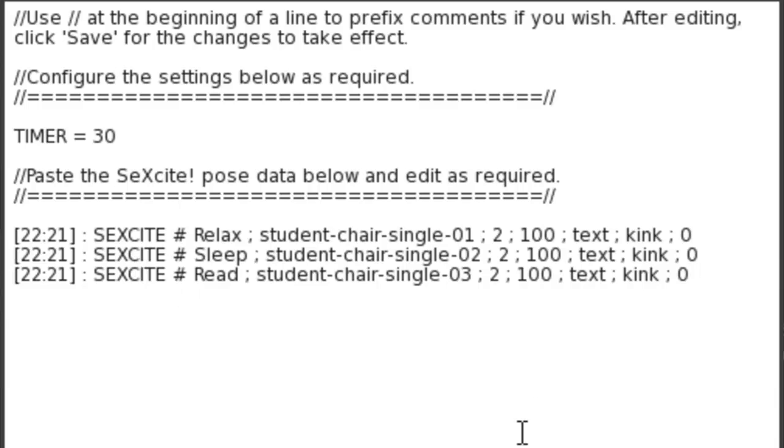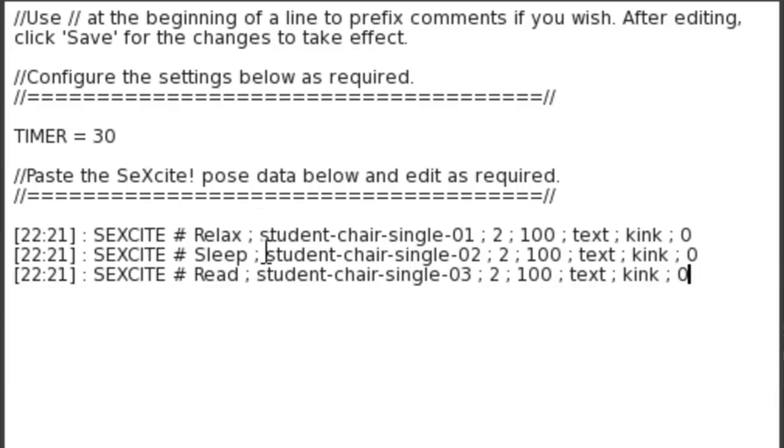Now I'm going to go through what each of these things mean. First, you have your global settings. You've got your timer, and you set this in seconds. Every so many seconds that you have set here is how often the following data gets sent to the sensations and SeXcite partner scripts. By default I've put 30 seconds. You can set it to whatever you like.